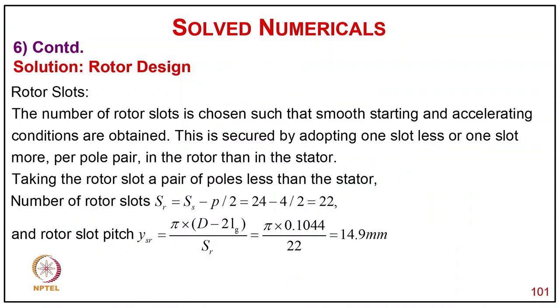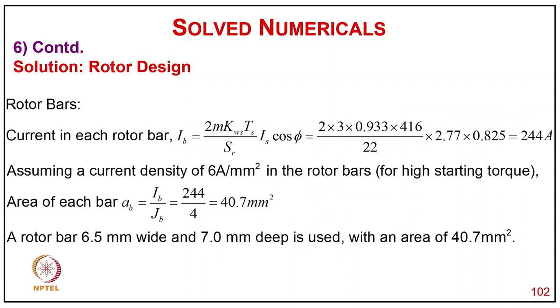Now coming to the selection of rotor slots, the number of rotor slots is chosen such that smooth starting and accelerating conditions are obtained. This is secured by adopting one slot less or one slot more per pole pair. So taking rotor slots per pole pair less than one, the number of rotor slots SR equals SS minus P by 2, this comes 22, and rotor slot pitch equals pi into (D minus 2LG) by SR, so it comes 14.9 millimeter.